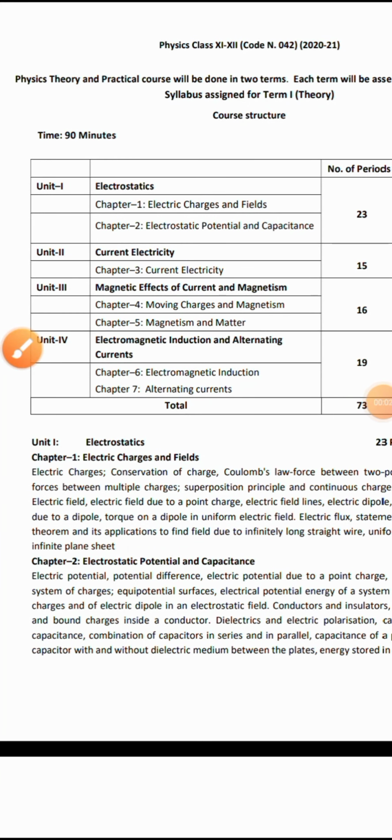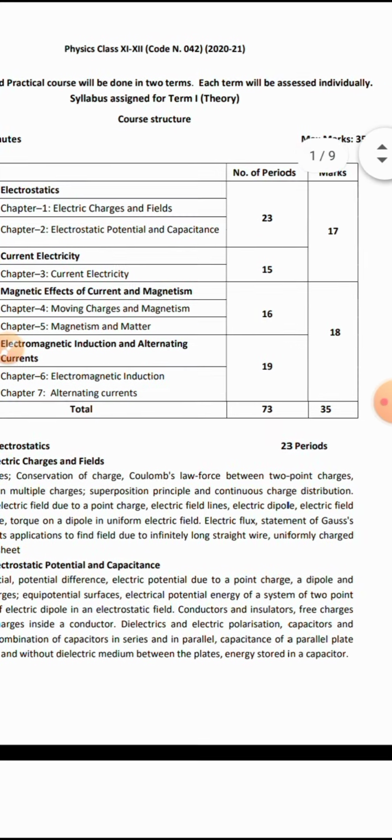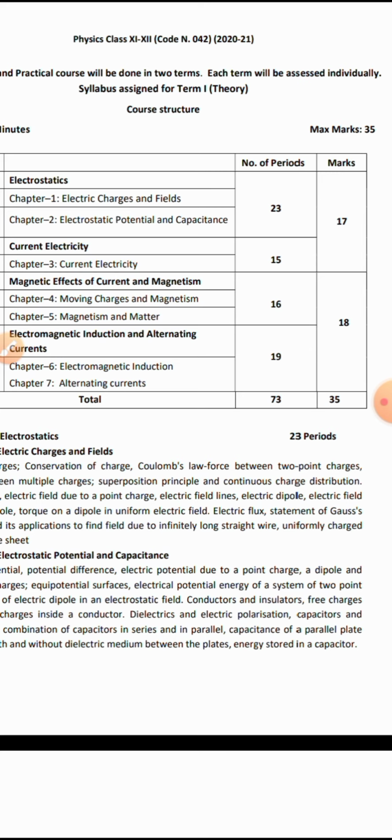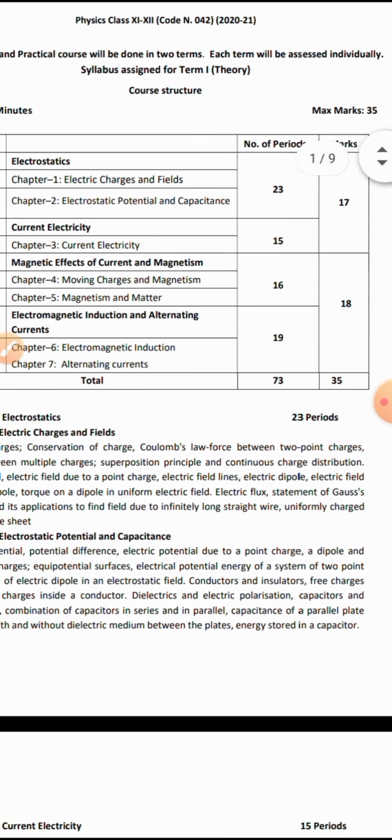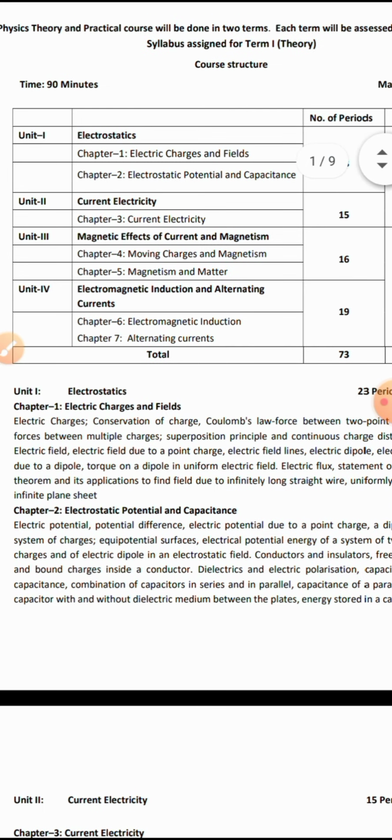Physics theory and practical course will be done in 2 terms. Each term will be assessed individually. Syllabus assigned to term 1. Theory course structure: time is 90 minutes and maximum marks 35. This is for term 1.